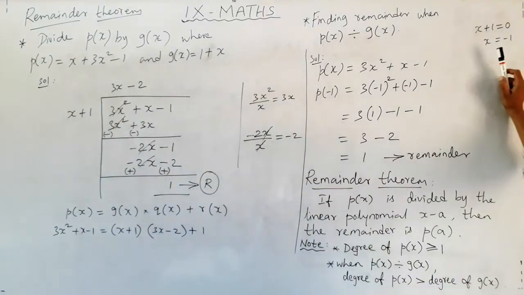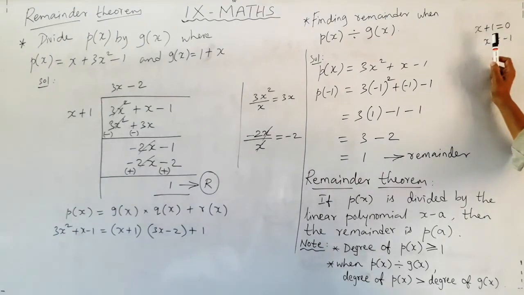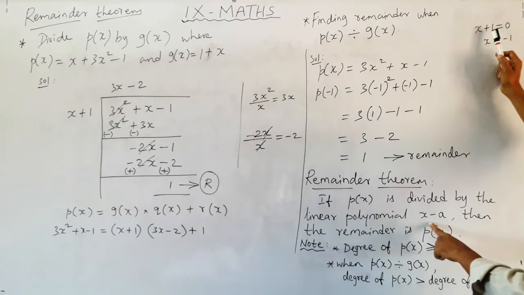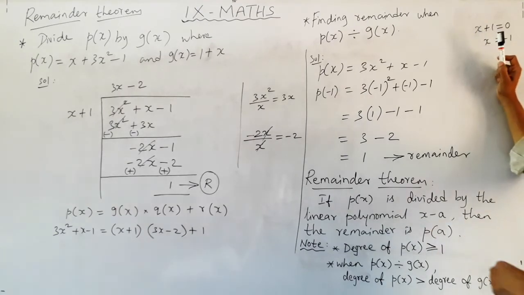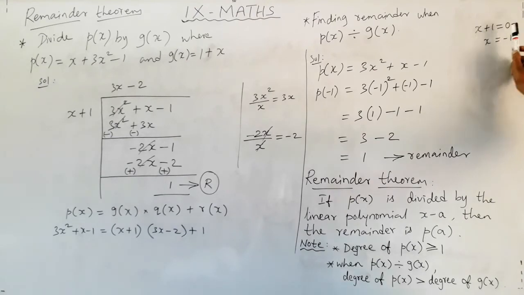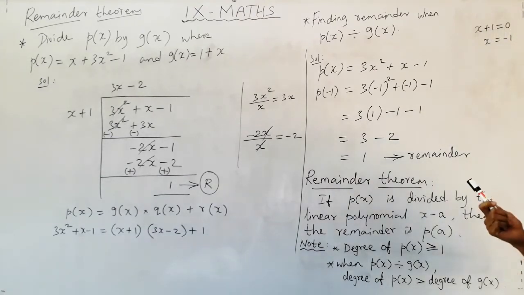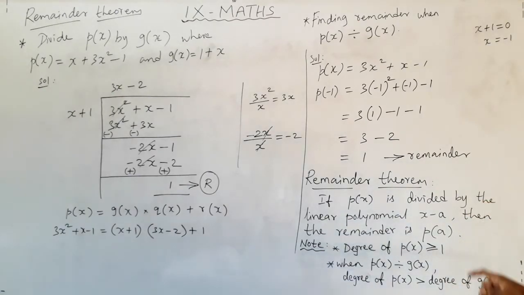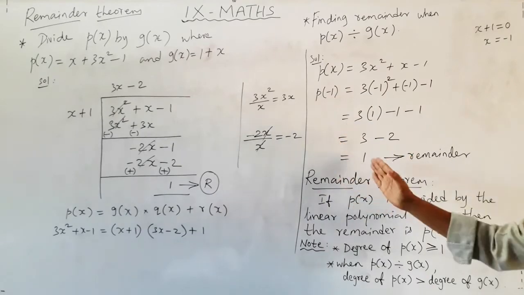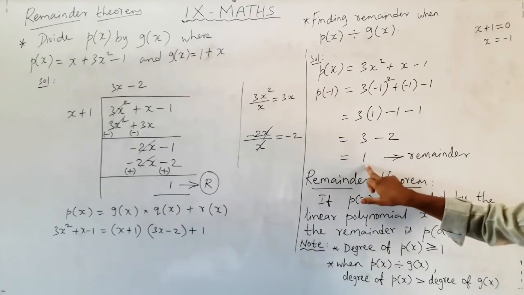Here what do I get? The divisor there is x plus 1, here x minus a, and a is any real number. So x plus 1 equal to 0, then we get x equal to minus 1, which is the 0. Just we substitute minus 1 instead of x. So p of minus 1 is 1. The value of the remainder is 1.